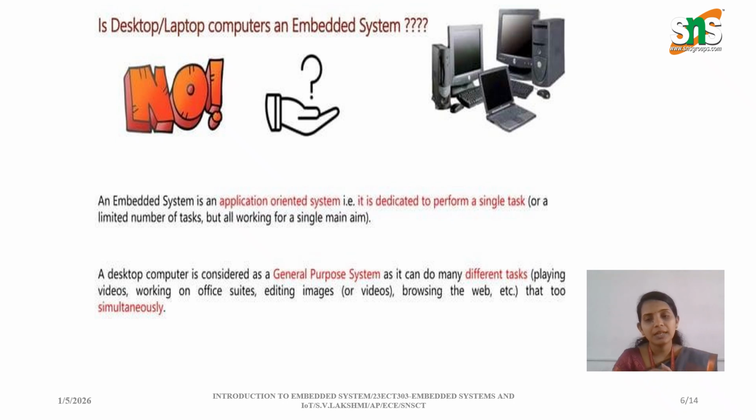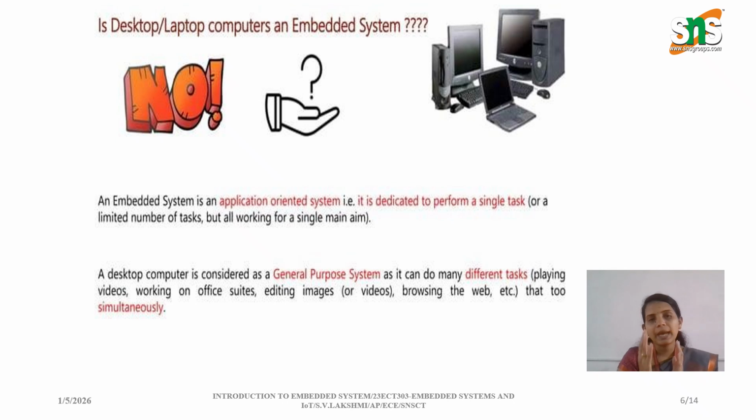But whereas a desktop is considered a general purpose system, as it can do many different tasks like playing videos, working on office suites, editing images, browsing the web, etc. So these are all the applications of a computer. So that it cannot be done simultaneously. And that is done which is simultaneously carried out. So this is the difference between the general purpose system and the embedded system.